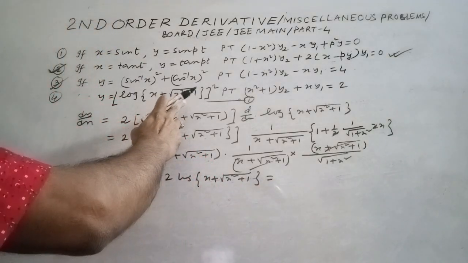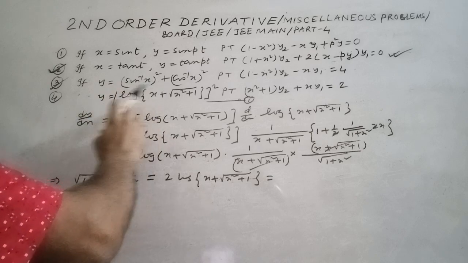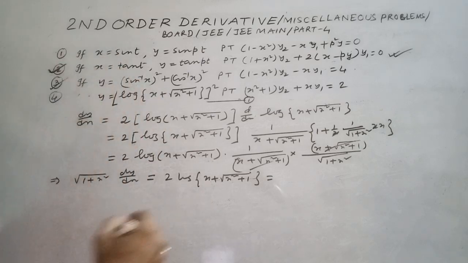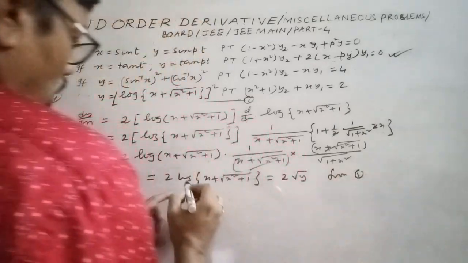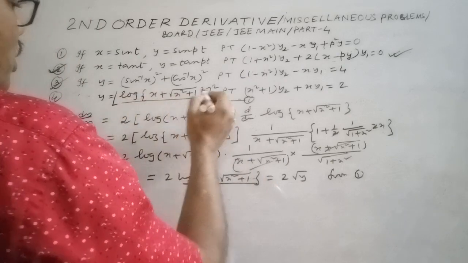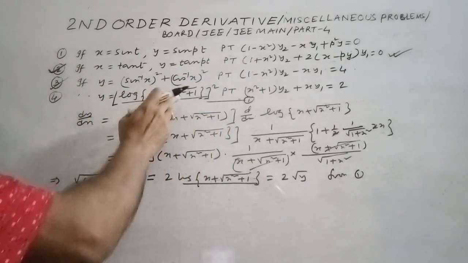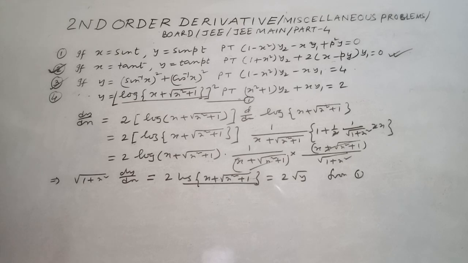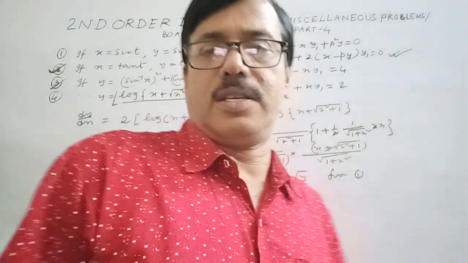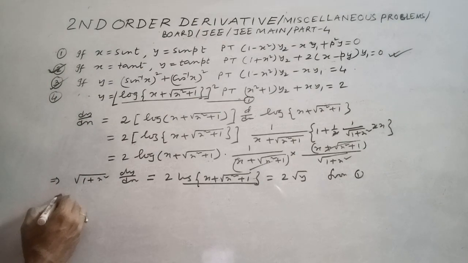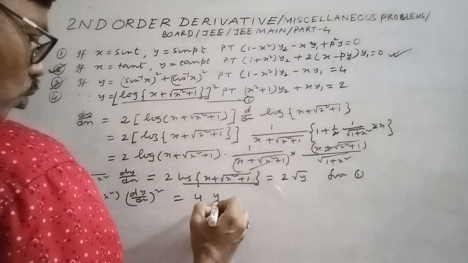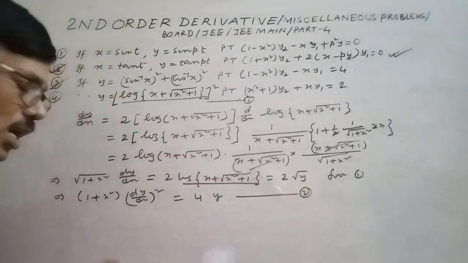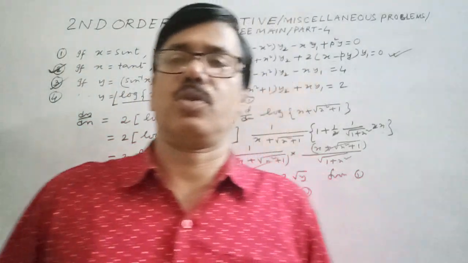So from 1, log of y equals this. So what is root y? So this is 2 into root y from 1. Because log of this, y square equals a. So y equals root over a. Now to avoid the root sign, you have to take square on both sides. So (1 plus x square) into (dy by dx) whole square equals 4y. Now this relation is independent of root.